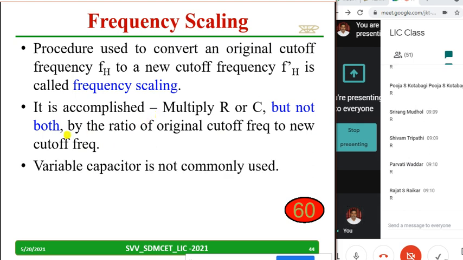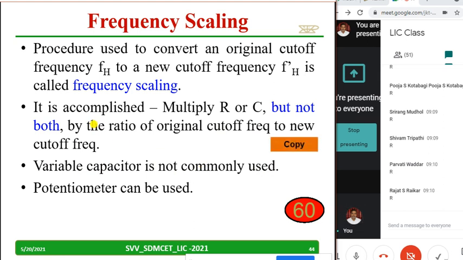And a variable capacitor is not commonly used. Just now I asked you this question: should I go for R and C? Most of you told, no sir, you have to go for R only, not C. We don't have a variable capacitor like a potentiometer. Therefore, it is better to use a potentiometer. All of you have told this.